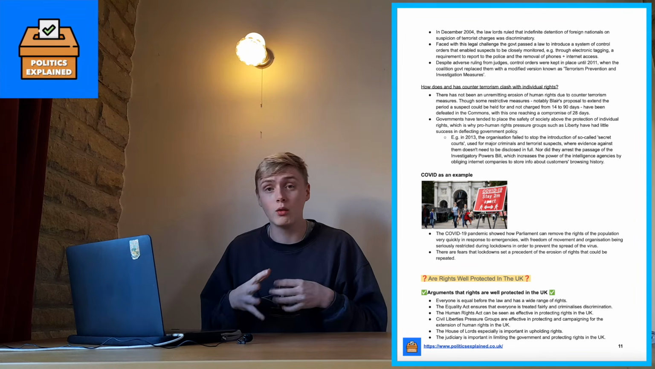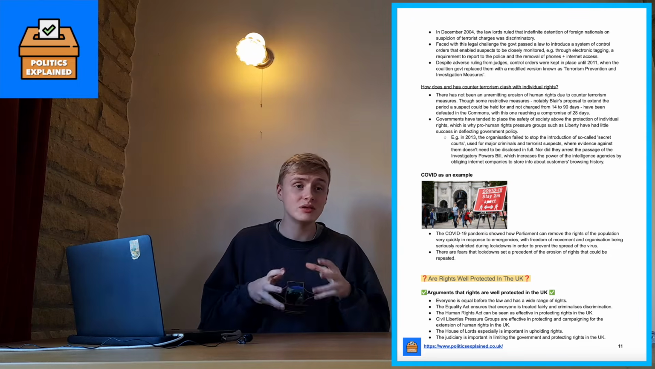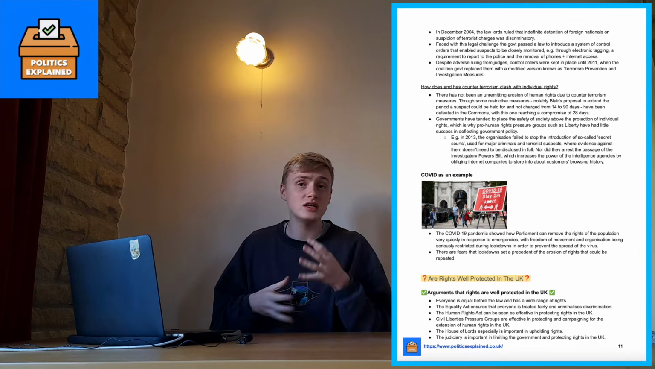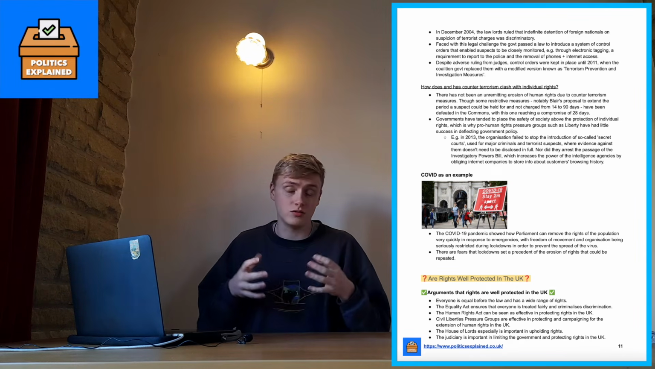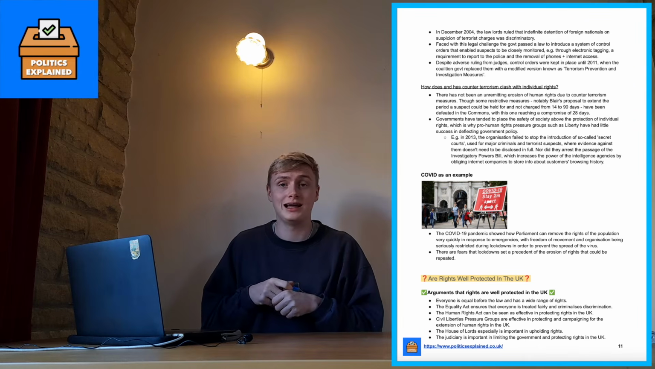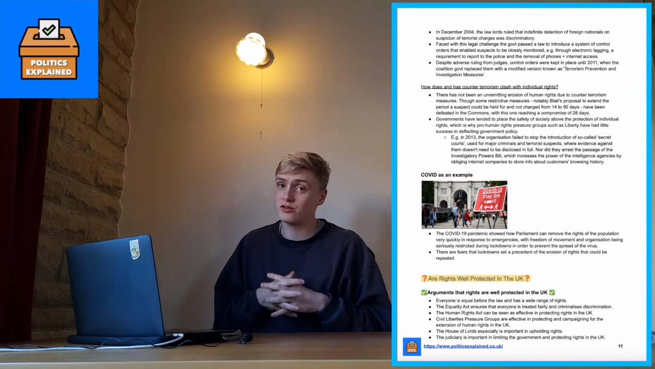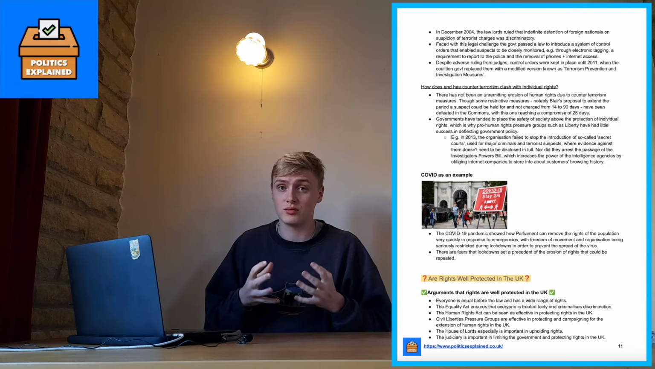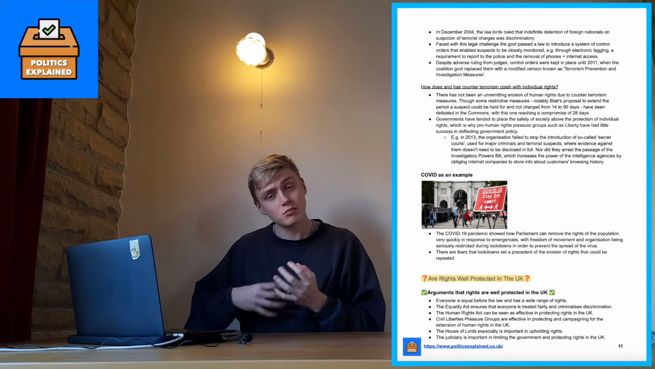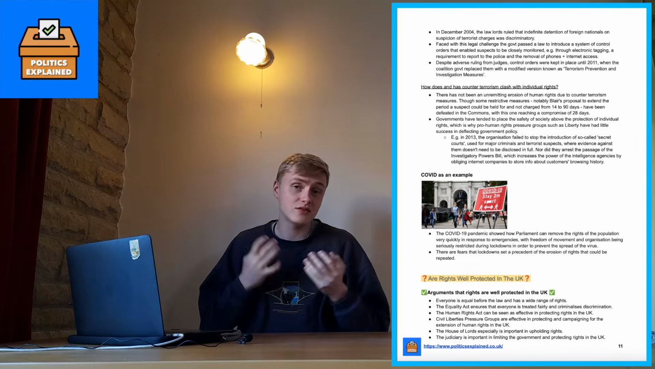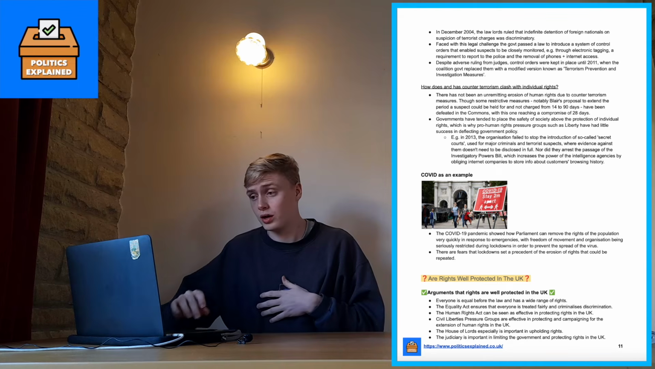So that shows how individual rights have been effectively contravened under the guise of protecting collective rights. A lot of human rights pressure groups would argue that it's discriminatory and very dangerous. But obviously the Conservative government and significant sections of the population argue for it.